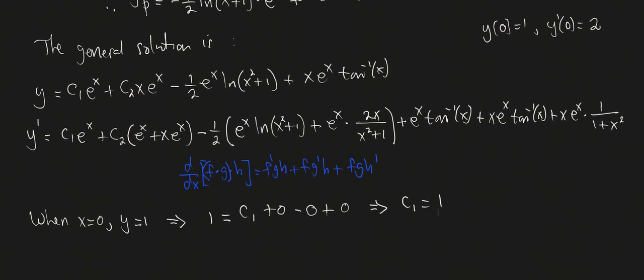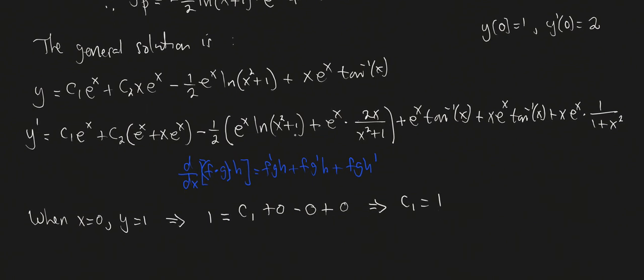Let's see what happens when we plug 0 into this mess of a derivative here. So when x is equal to 0, y prime is equal to 2. So I'll have a 2 there. And now I know that C1 is 1, so I'm going to use that fact. So I'll have a 1 there. Here, this factor is 0 because x is 0. E to the 0 is 1. So there I have plus C2. So I have that.